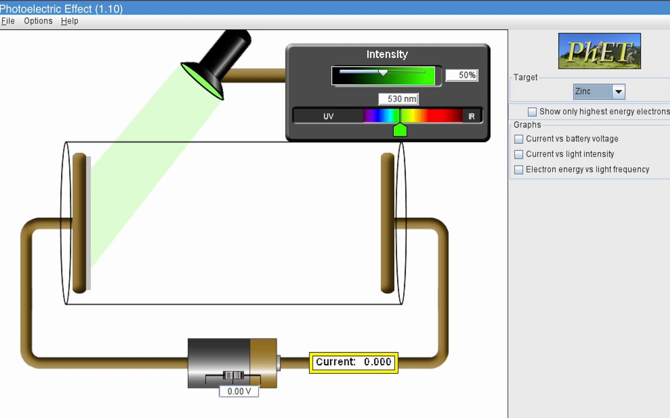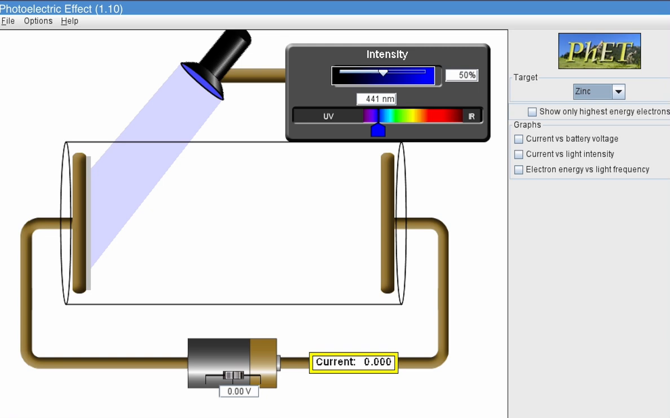Let's try to increase the frequency. Let's go for blue and see what would happen. Still no effect. What does that mean? It means that the frequency of light is less than the threshold frequency of the metal. So therefore, there is no photoelectric effect taking place.